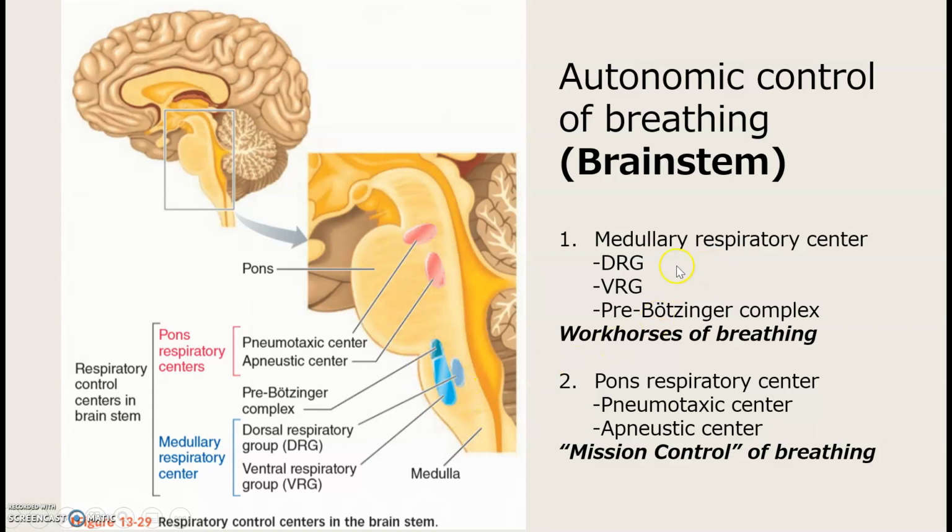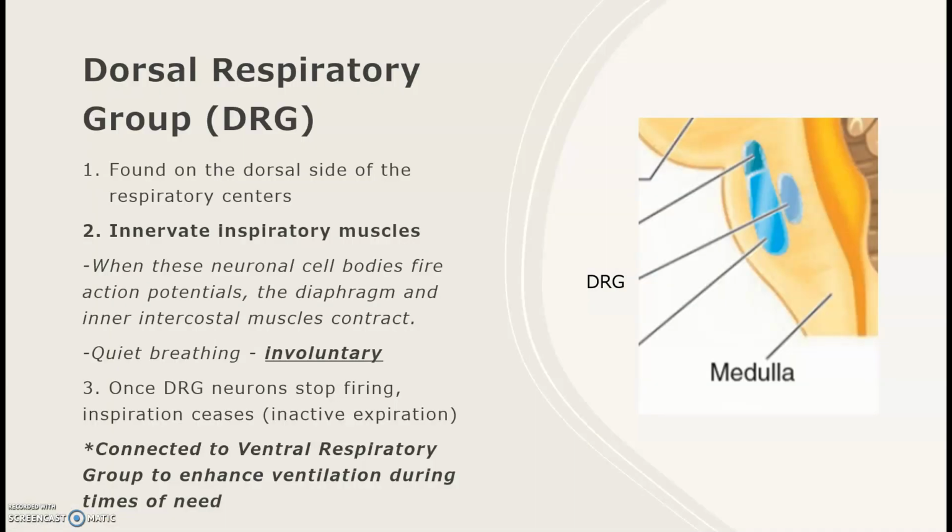So the medulla, I like to think of these as the workhorses. So since they're closer to those inspiratory muscles physically, they're going to be doing the most work to control the breathing complex or breathing process. And then the pons is more of mission control. So if things are going wrong or things need to ramp up, they will be mission control and kind of send signals both to this area and sometimes directly to those muscles to either work faster or slower. And we're going to take a look at all those groups.